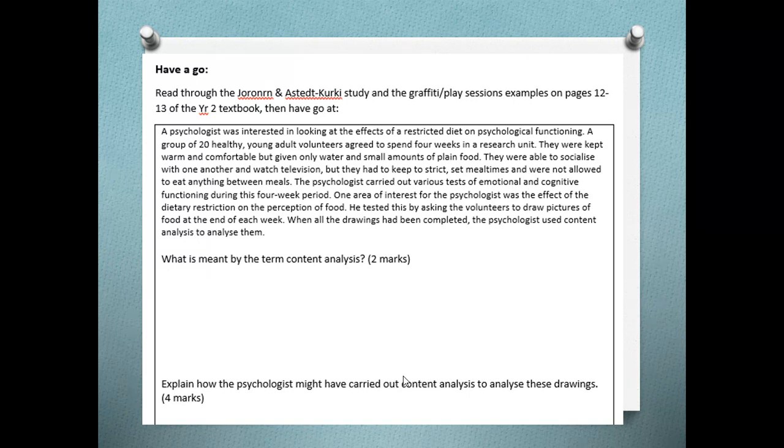analysing drawings. So what you want to do is to say that you will take the drawings and look for specific categories. The researcher is looking at the effects of diet on psychological functioning, so you would want to have some categories that you might be looking for in the pictures. You'd want to identify the categories and give an example of a category. So drawing food, for example, would be a category. Then they'd tally up the categories and convert that into a quantitative score.